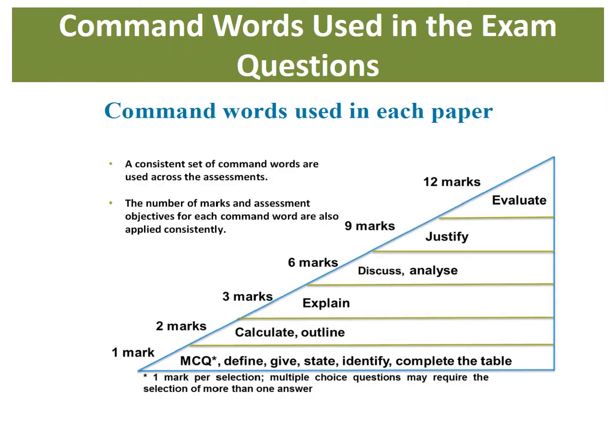Below are the common words which are used for the different question types in the exam. There is a 1 mark, 2 mark, 3 mark, 6 marks, 9 marks, and 12 marks question. 9 mark questions and 12 mark questions are extended writing questions. It means that the students have to write longer answers, and these are found in section B and section C. These questions are contextualized questions. 12 marks is in section C.